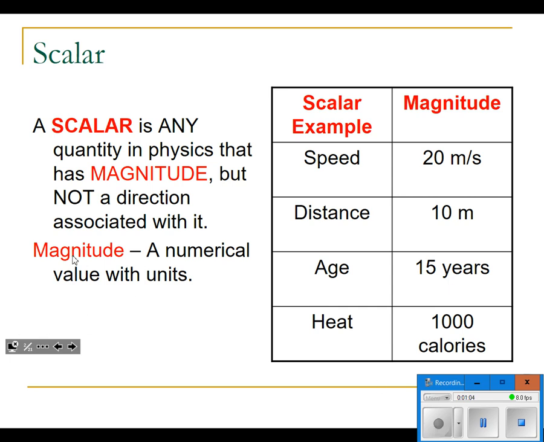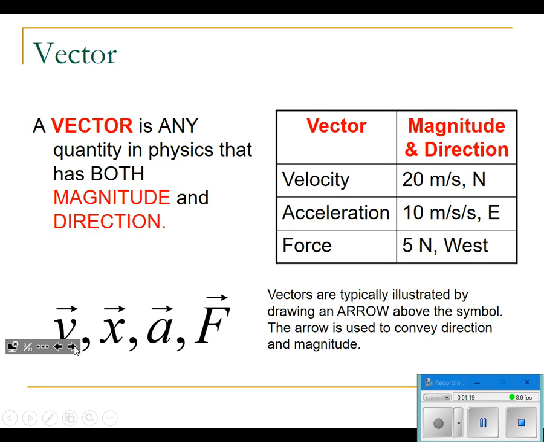So again, a magnitude is just a numerical value with units. It doesn't have any direction associated with it. I'll also remind you, scalar and vector are some of your vocabulary words that you need to know from the front of the packet as well. A vector, on the other hand, is any quantity in physics that has both magnitude and direction. So if you look at your formula chart, there are some things that are listed. So I want you to pull those out. Make sure you have those out as well right now.